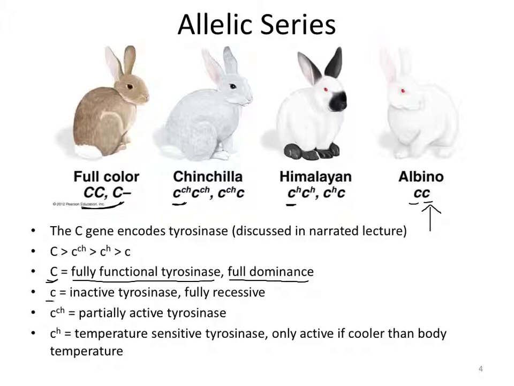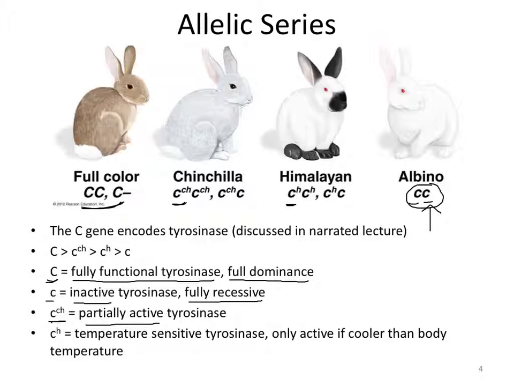The lowercase c, as I discussed before, is completely inactive tyrosinase. It's a fully recessive allele. So when you are homozygous, as this individual is here, for that lower c allele, you are albino. You don't make any normal tyrosinase, so you can't make any melanin whatsoever. The chinchilla and the Himalayan are a little bit more interesting, at least in my opinion. The chinchilla, or the C^ch allele, encodes a partially active tyrosinase. So the tyrosinase works a little bit, and you can make a little bit of melanin and have a little bit of pigmentation.